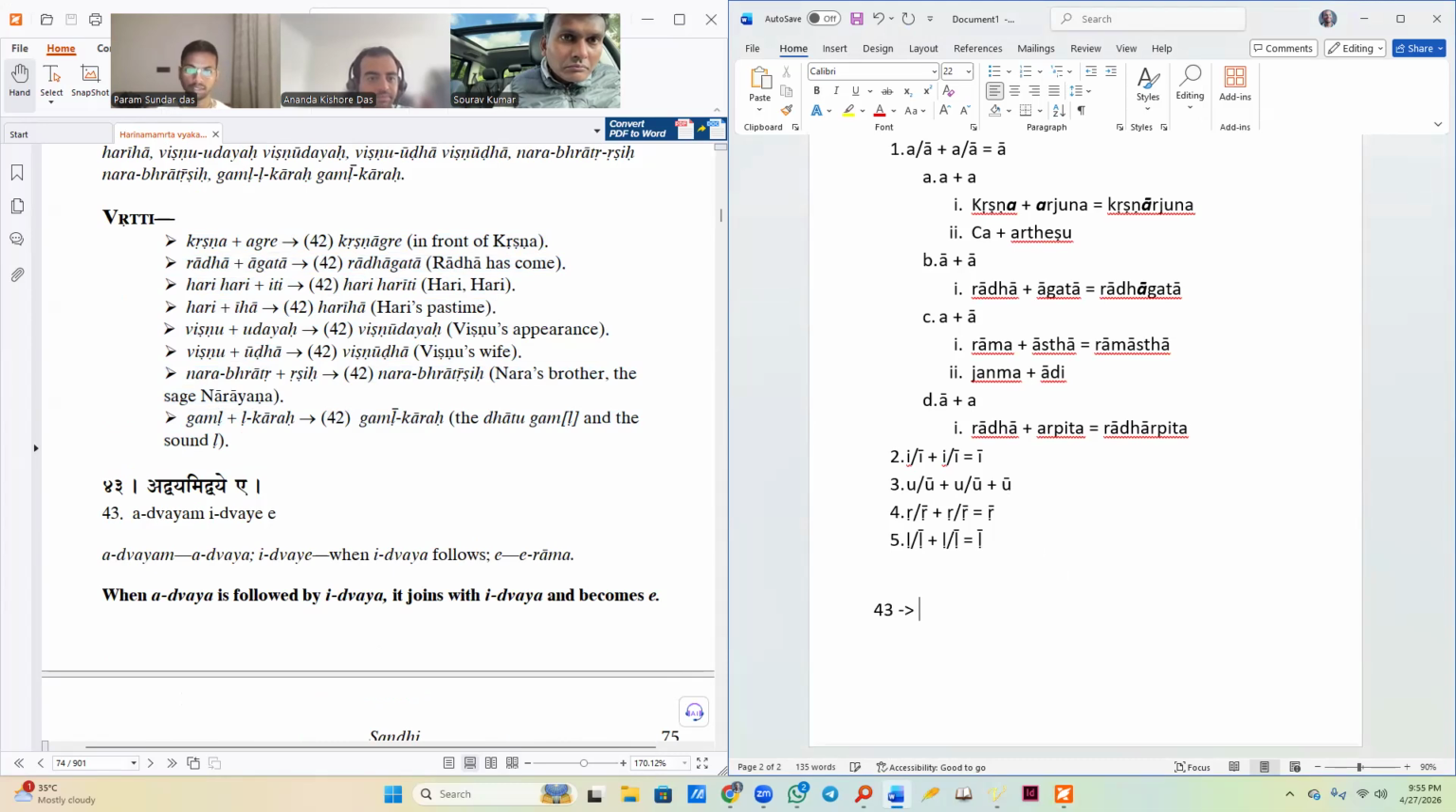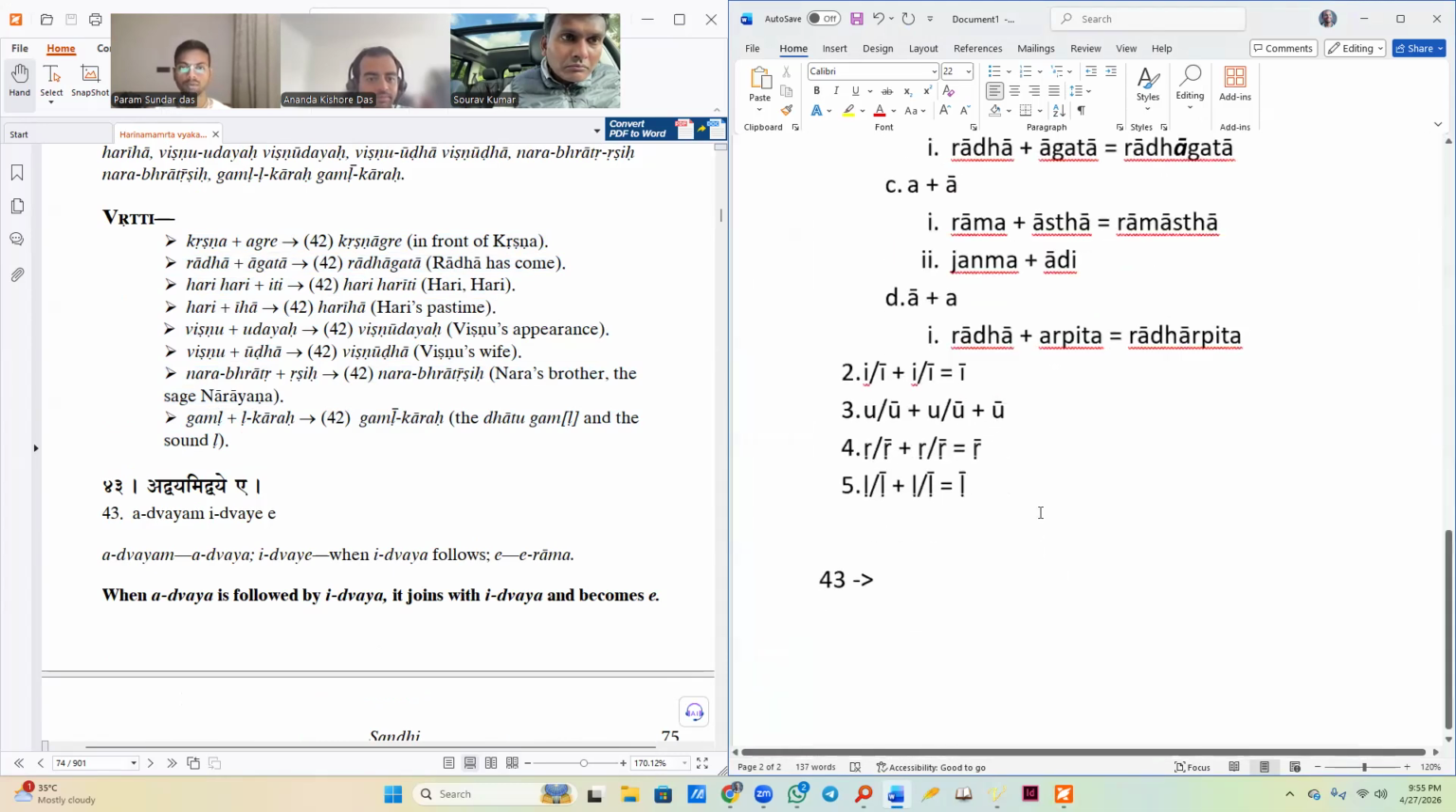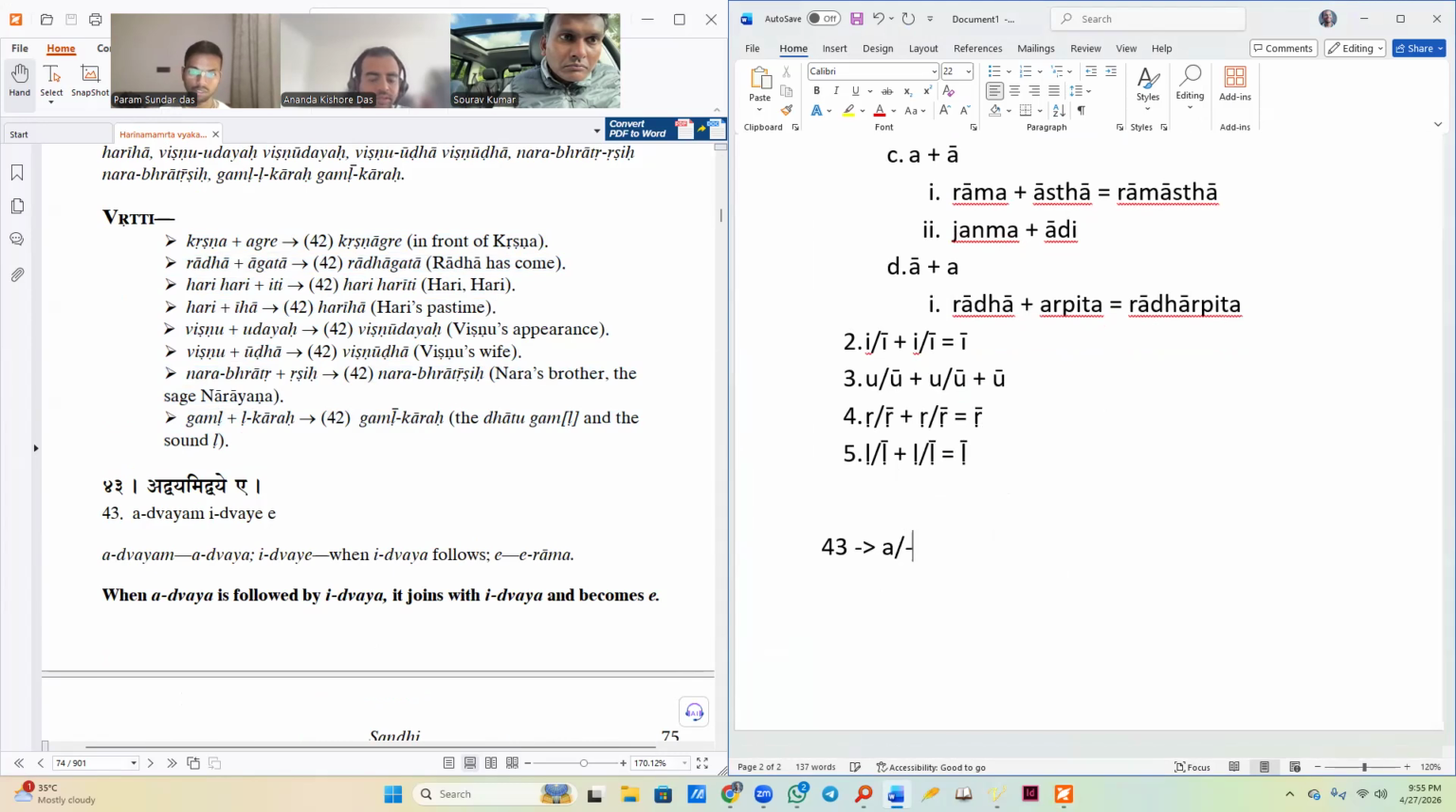Then Adva Midva. Now the sutra says if we have Advaya at the first place and Idvaya at the second place, then the sandhi is that whatever Advaya letter is there and whatever Idvaya letter is there, both the letters will become A. Examples.